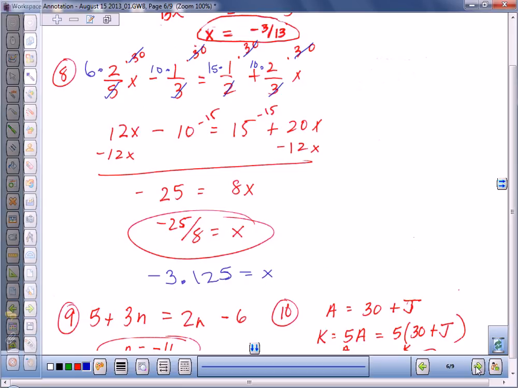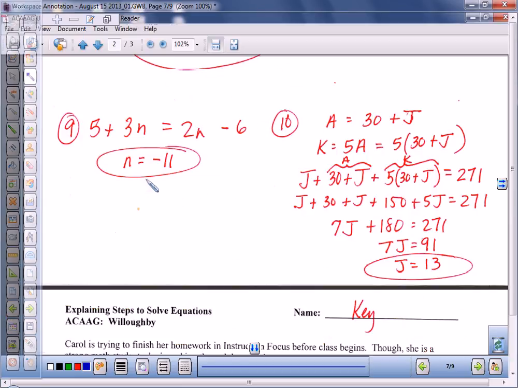Alright, take a look at number 9. See if you have any questions about number 9. Then we're going to talk about number 10. Any questions about number 9? Alright, number 10 had 3 people in it.